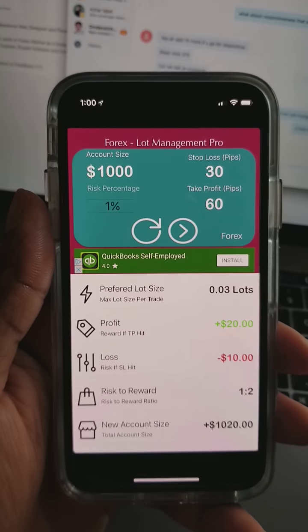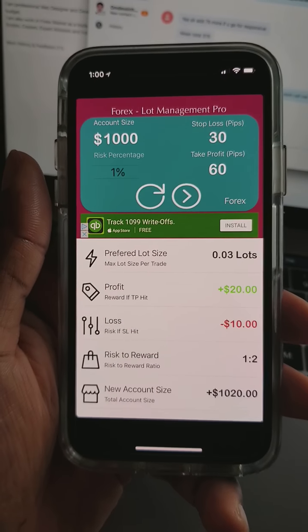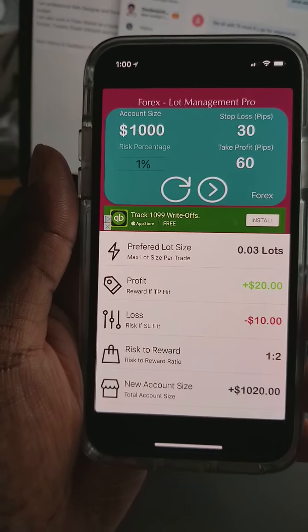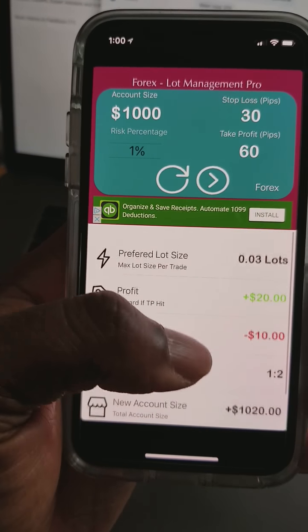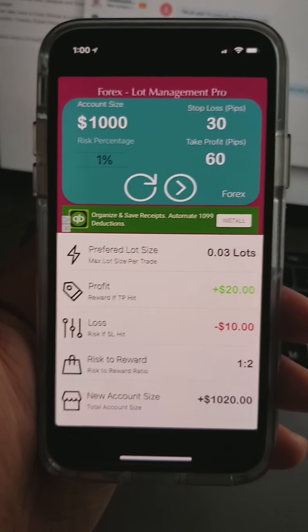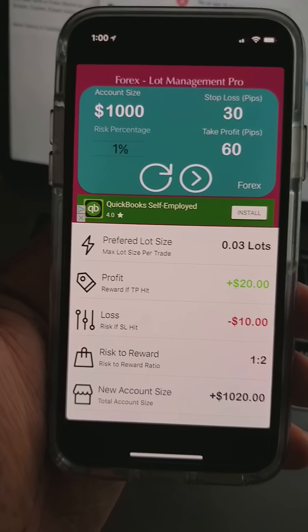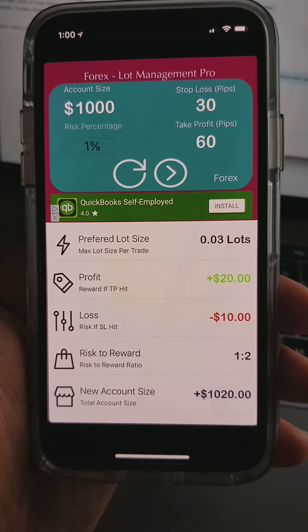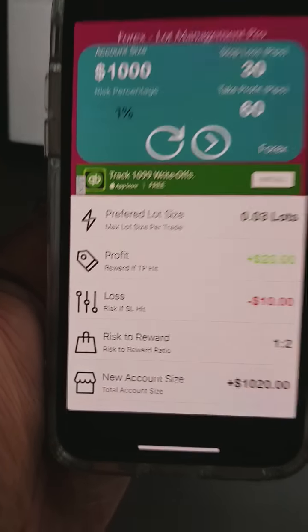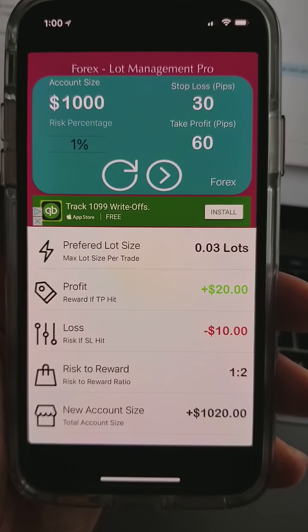In this video, I'm going to be talking about risk management. This tool is called Forex Lot Management Pro. It's on iPhone. I don't know if it's on Android, but don't worry about it because we're creating something similar to this that will be available in the next 72 or so hours. Okay, definitely next week you will have this online on the website, etc.